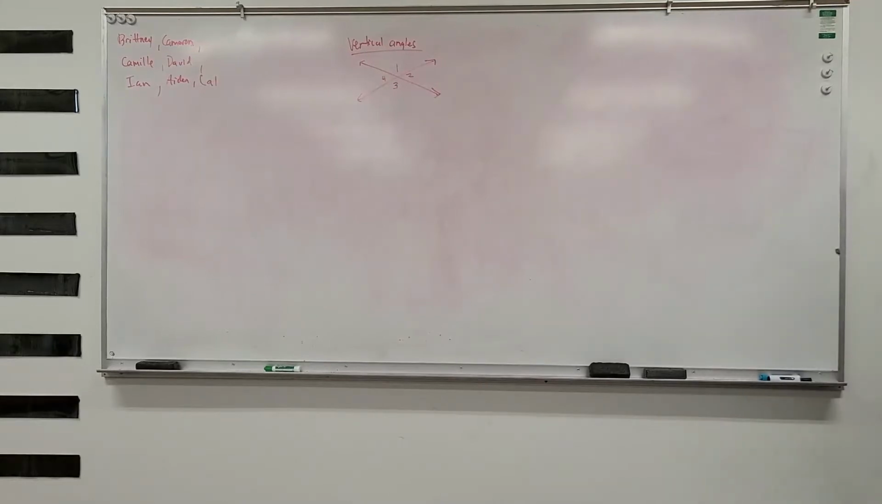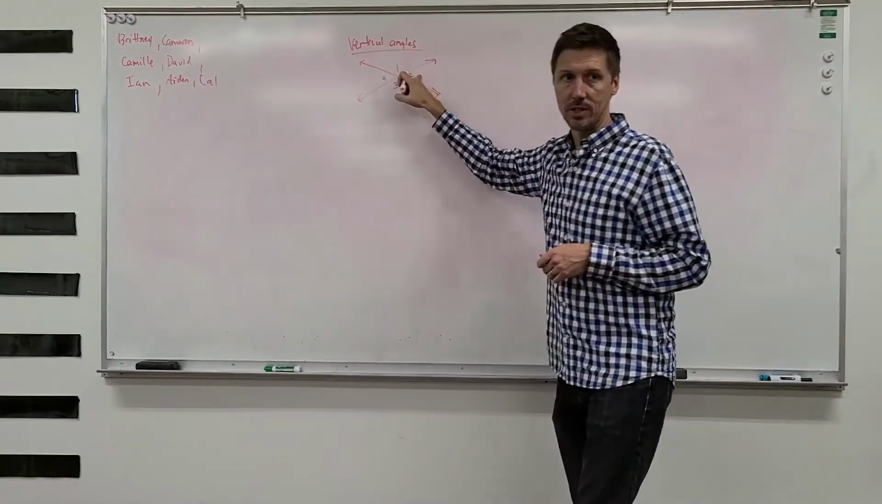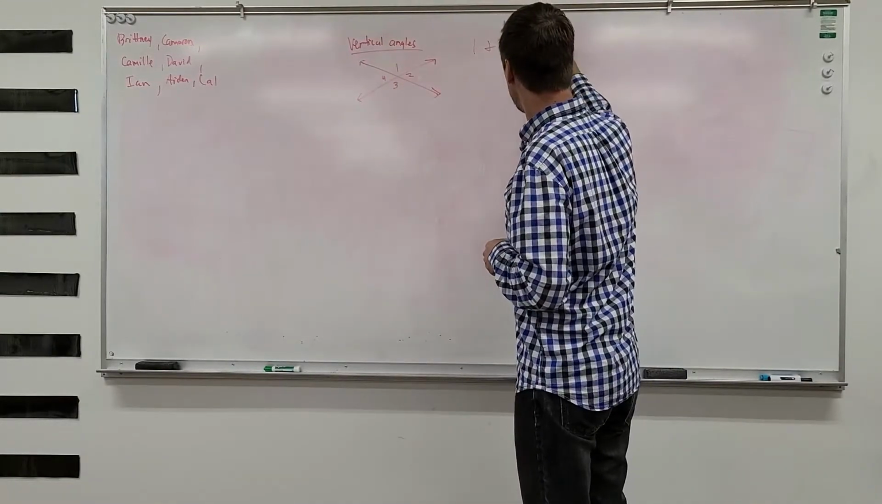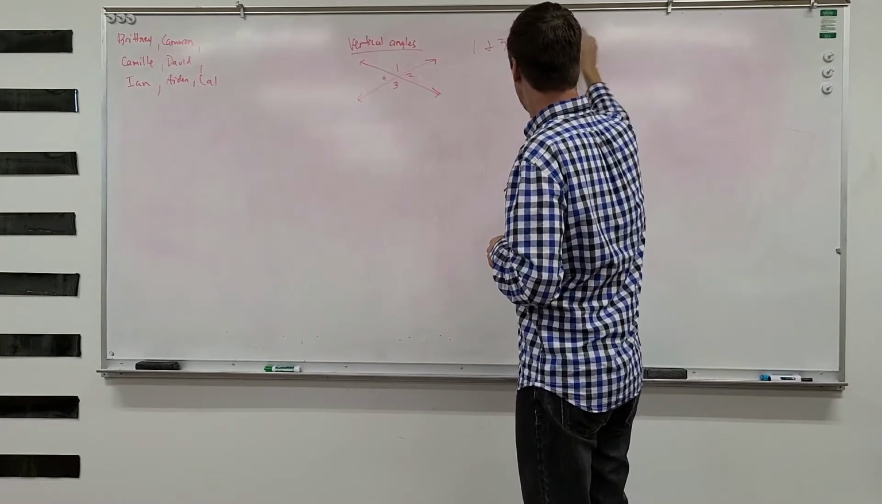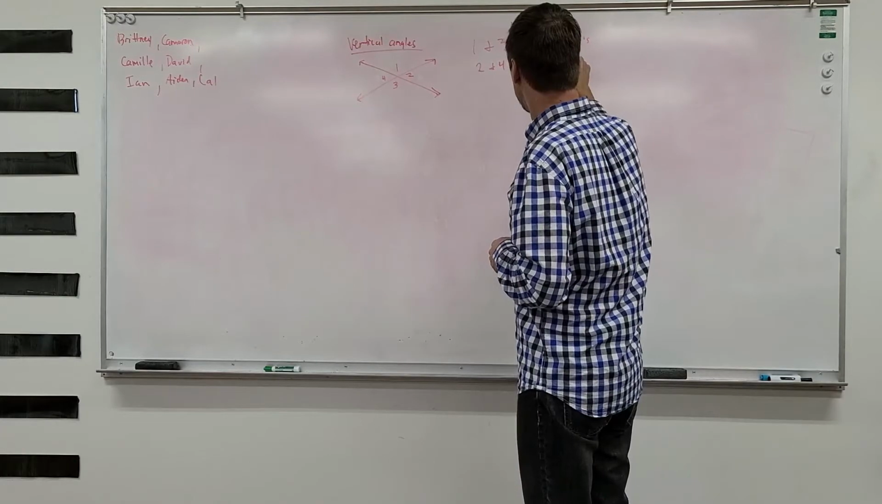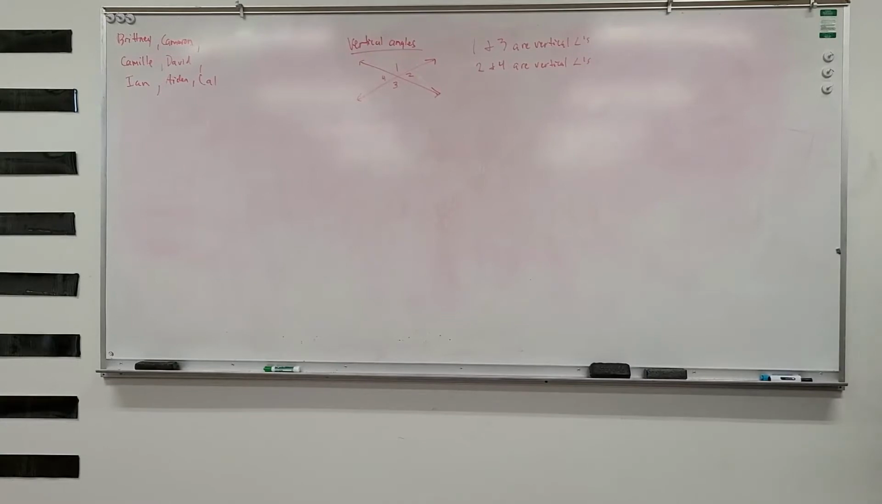Vertical angles are angles whose sides form two pairs of opposite rays. What that means is basically it's the angle that's here and the angle that's opposite that angle. So for this one here, 1 and 3 are vertical angles, and 2 and 4 are vertical angles. That's just a definition. I want to make sure that you know the definition of that.